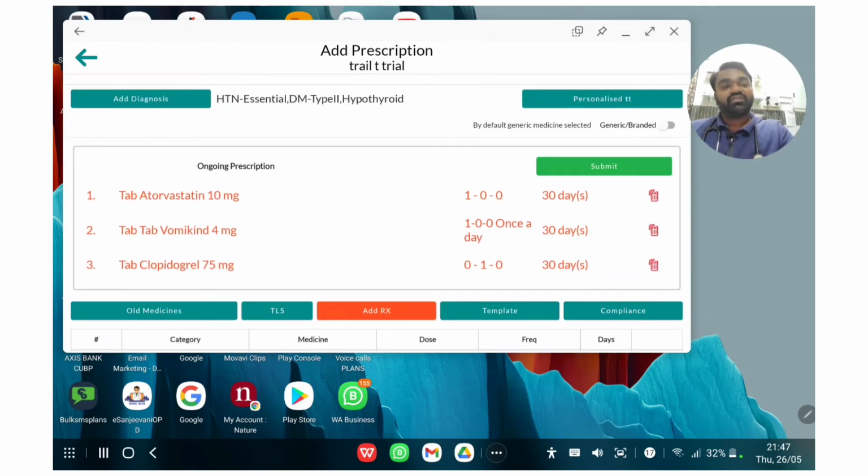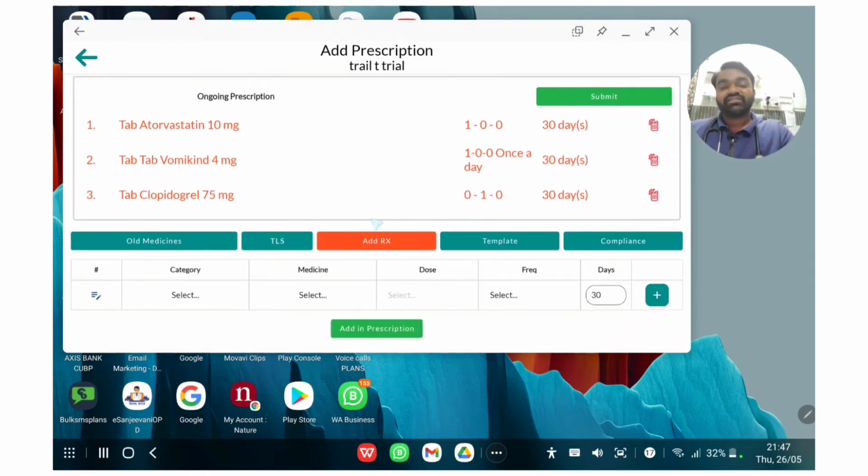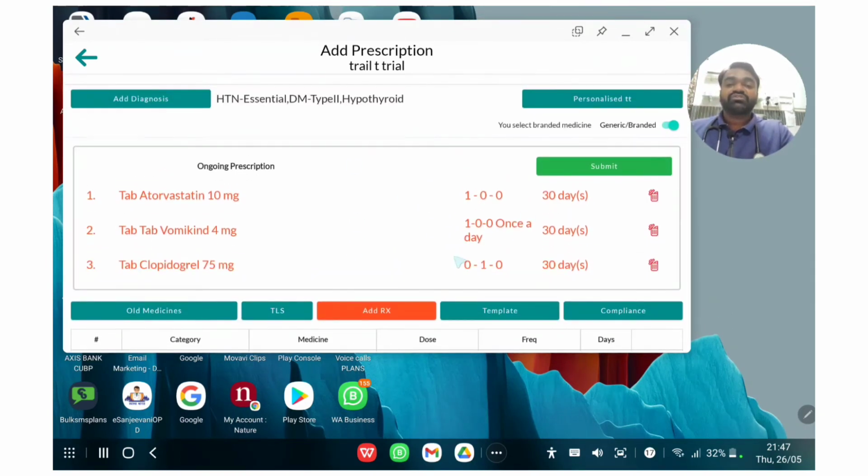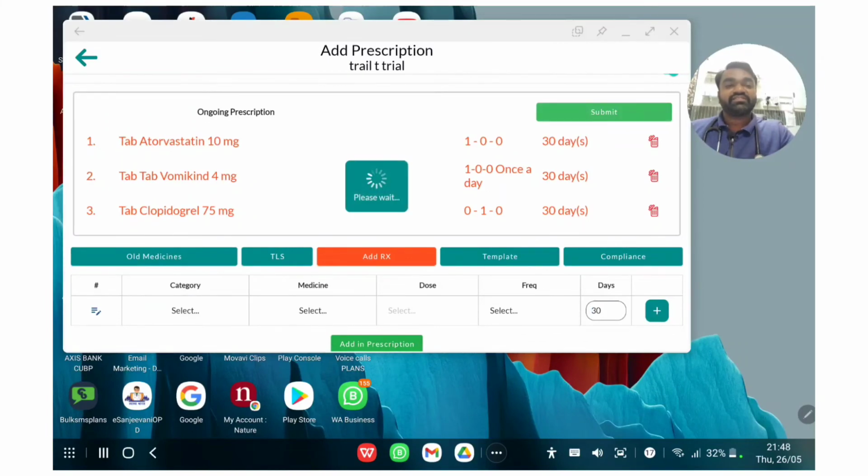You have one option by default, generic medicine selected, or generic or branded. If you keep this open, then the particular brand name which has been given by our system is reflected into the prescription. So this way the prescription is generated, and then submit it out.